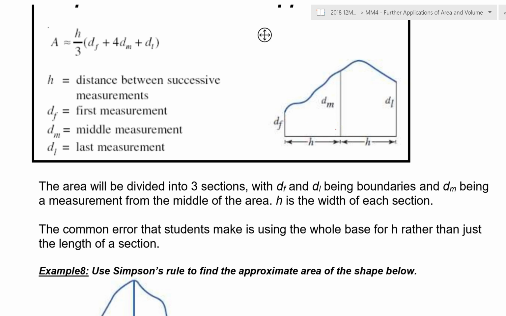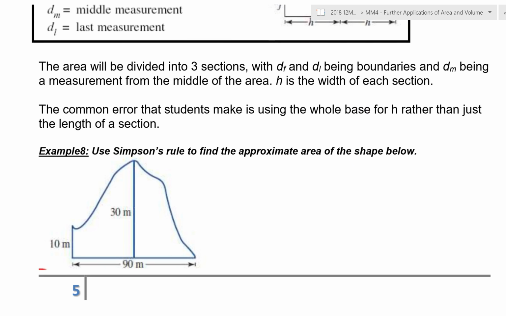Now, one of the ways that these questions are frequently complicated, we'll see it as we look at some questions. One is that either F or L sometimes are 0. That can be a little confusing. Also, sometimes you're not given H explicitly, but you might be given the distance the whole way along here, in which case you would halve it to find H. Now, these 3 measurements, the F, the M, the L, they have to be equally spaced. Keep all of those things in mind.